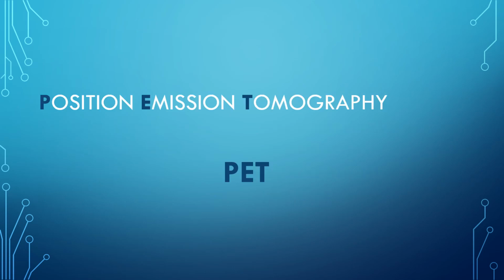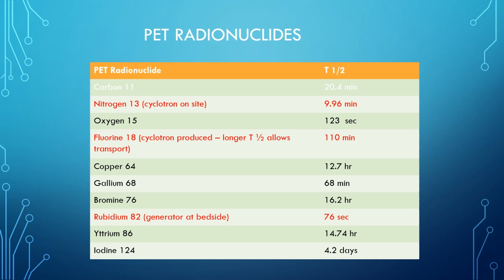So first we'll talk about the PET portion of the scanner. These are some PET radionuclides that are commonly used. Of course, the yttrium-86 and bromine-76 are not widely used radiopharmaceuticals. Those are used in research settings. I-124 is predominantly research as well. But the carbon-11, nitrogen-13, F-18, copper-64, gallium-68, and rubidium-82 are widely used.